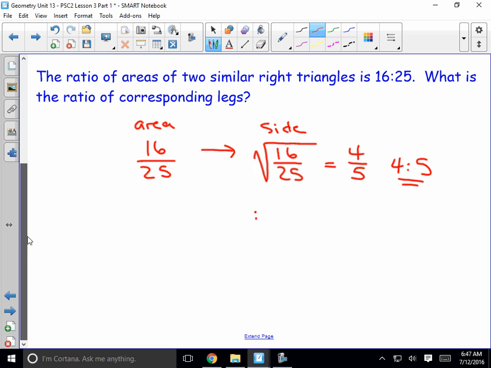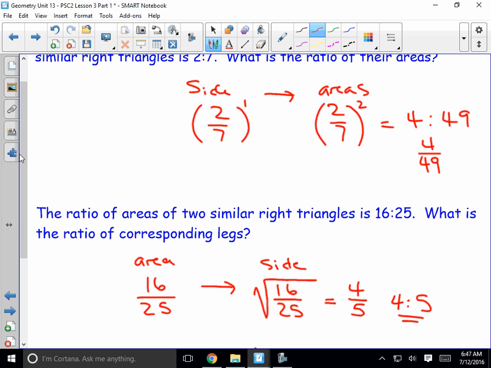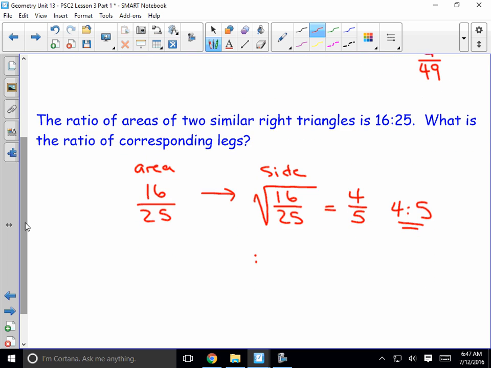So remember, your main idea for today is the idea of converting from a side length ratio, which has a power of 1, to an area ratio that has a power of 2, or a squared value. And then we can also work backwards. We can turn an area ratio into a side length ratio by square rooting the values, to finish up.